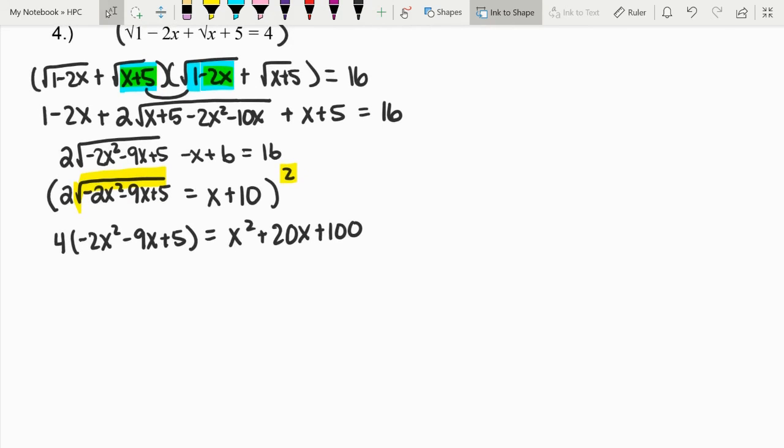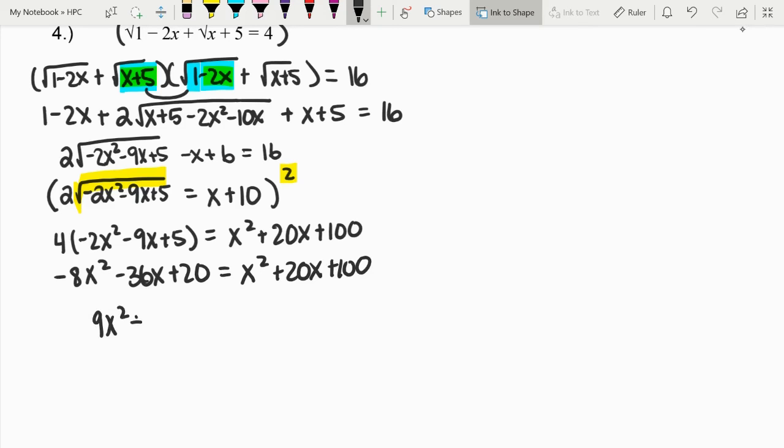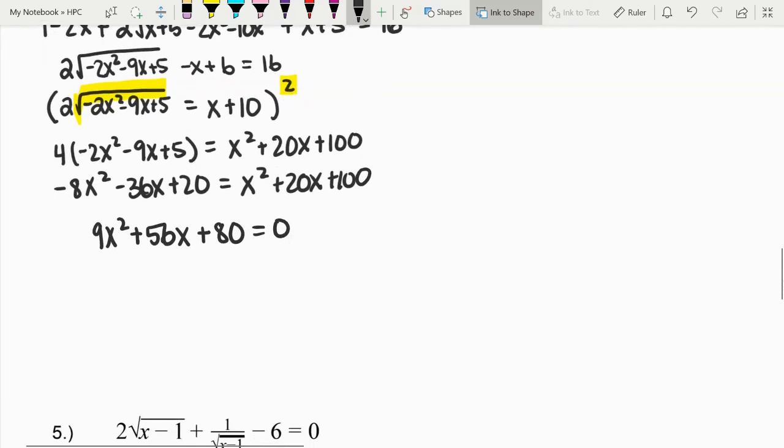All right, now I can go ahead and distribute that 4. So I have -8x squared minus 36x plus 20 is equal to x squared plus 20x plus 100. Okay, let's bring everything to one side. So I'm going to end up having 9x squared plus 56x plus 80 is equal to 0. Okay, then we are going to factor this. So it's going to factor as 9x plus 20, x plus 4 is equal to 0.